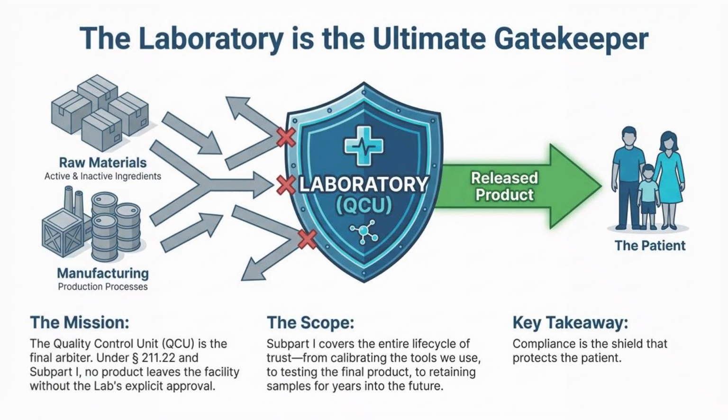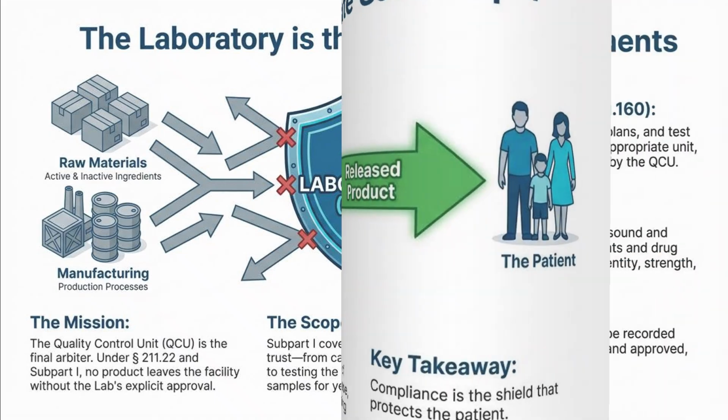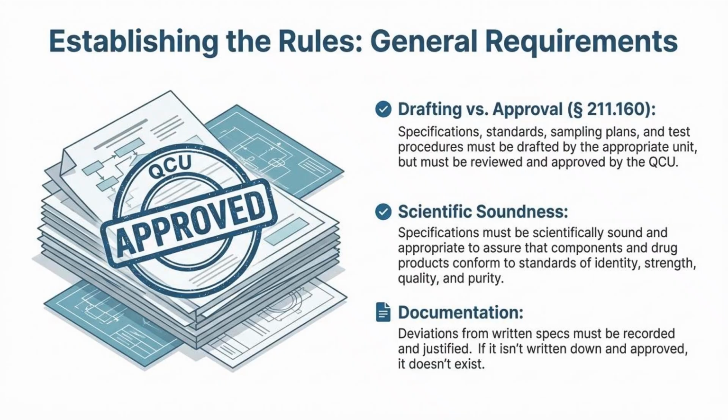The laboratory serves as the final checkpoint between manufacturing and the patient. Nothing is released without quality control unit approval. Compliance at this stage protects both the company and, most importantly, the patient. Laboratory operations must be built on approved, scientifically sound specifications, sampling plans, and test procedures. Any deviation must be documented, as in GMP. If it isn't written and approved, it doesn't exist.